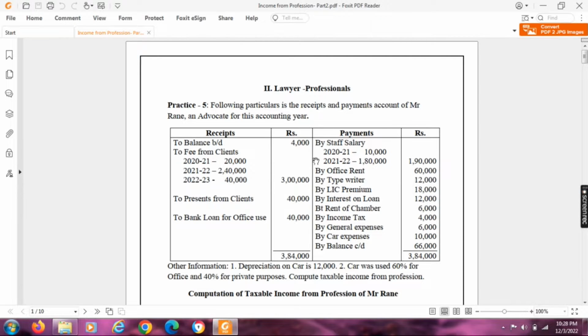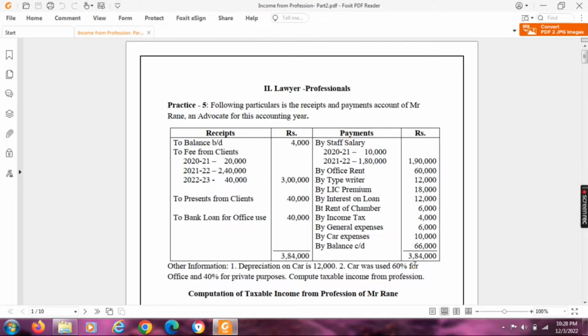Typewriter 12,000, the cost exceeds 10,000, so we have to charge depreciation at 15% on the typewriter, because a typewriter comes under the equipment category. LIC premium is personal, leave it. Interest on loan, nothing was given, either personal or professional, so it can be deducted. Rent of chamber: as a lawyer, you have to pay an annual fee to the chamber. It is of a professional nature. Income tax is personal, leave it. General expenses are of a professional nature.